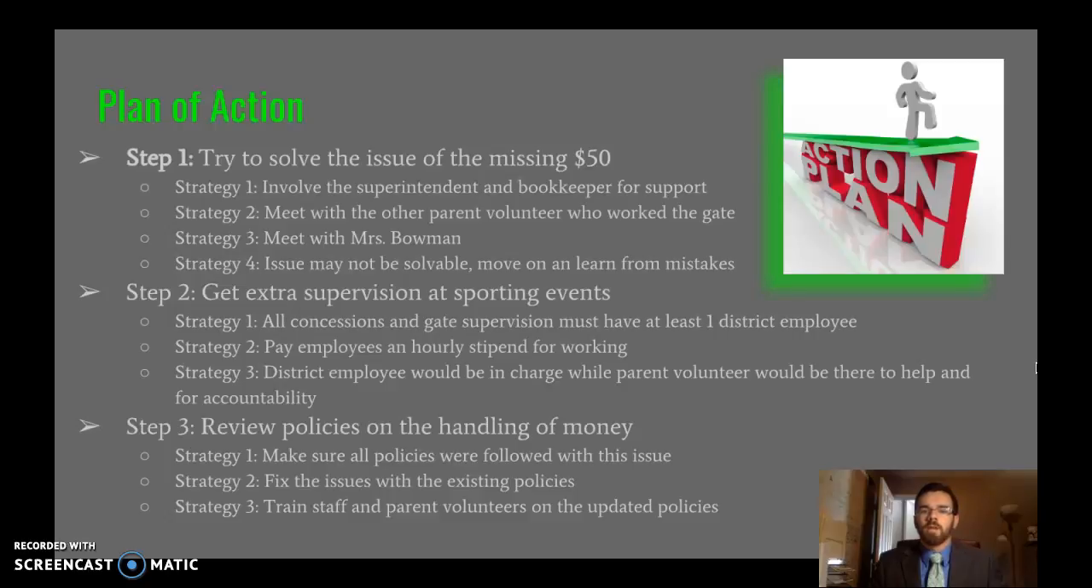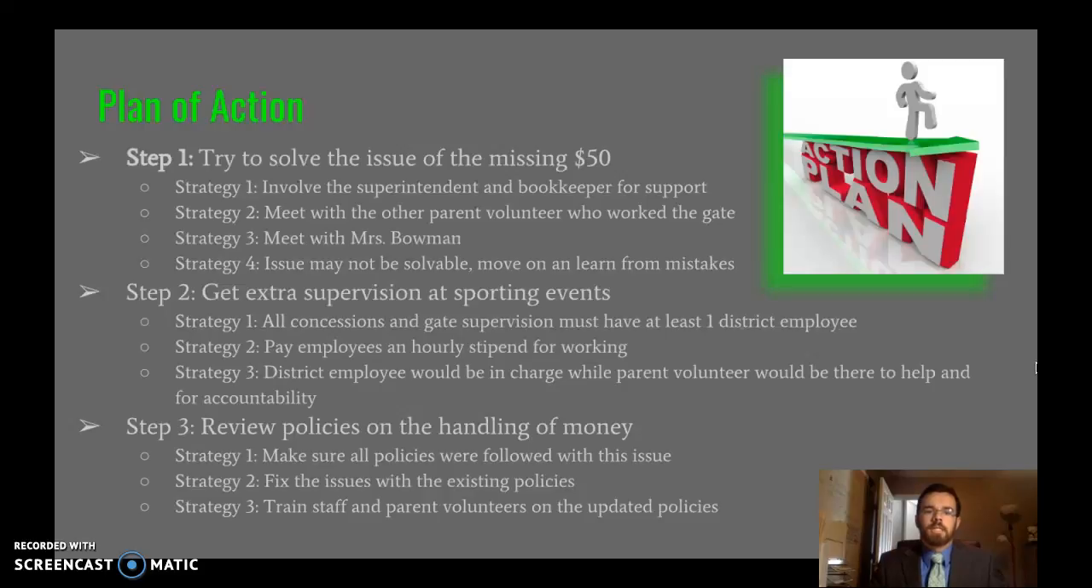Strategy 2, I'd meet with the other parent volunteer who worked the gate. We need to talk to them, see what they saw. Strategy 3, then we can meet Mrs. Bowman. And absolutely not, I would not just be like, hey, did you steal this? Don't accuse her. Hey, we have $50 missing. By any chance, did you see what happened to it?